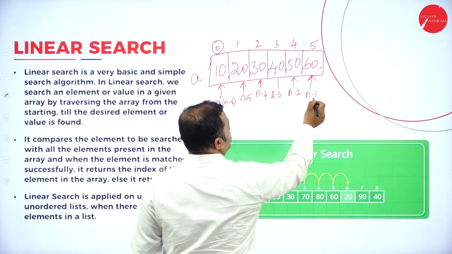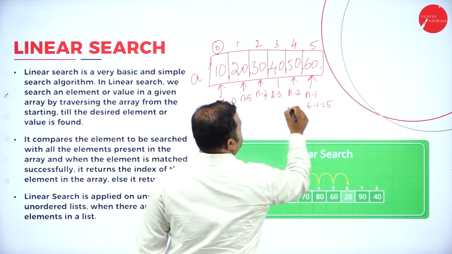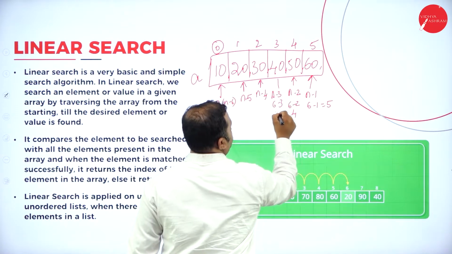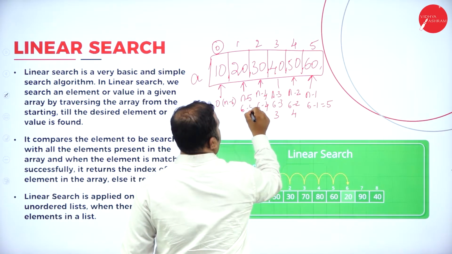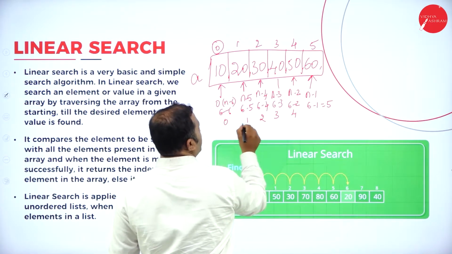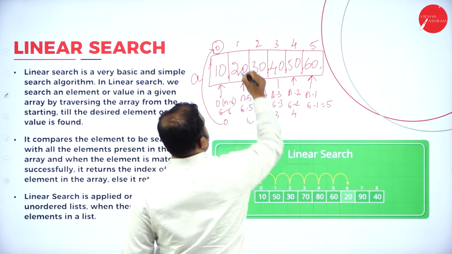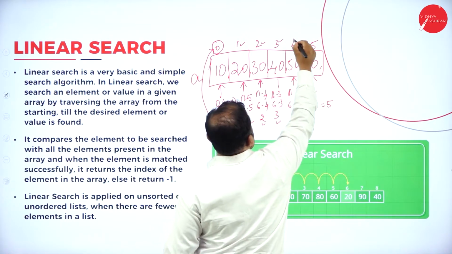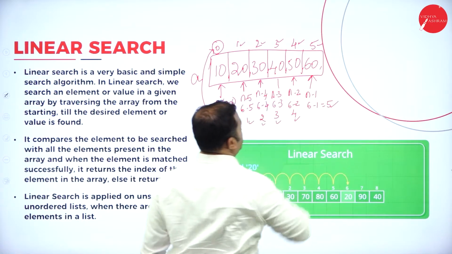If I substitute the value of this, 6 minus 1 is equal to 5, 6 minus 2 equal to 4, 6 minus 3 is equal to 3, 6 minus 4 equal to 2, 6 minus 5 is equal to 1, 6 minus 6 equal to 0. So am I getting the index of this? That is 0th location. 1 is matched with 1, 2 is matched with 2, 3 is matched with 3, 4 is matched with 4, 5 is matched with 5th element.